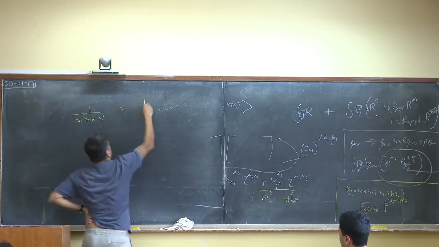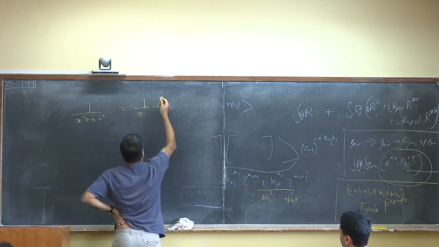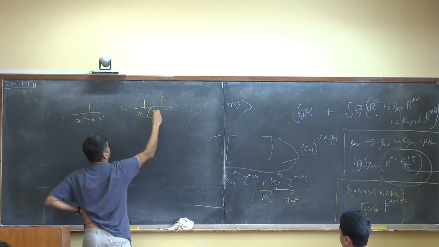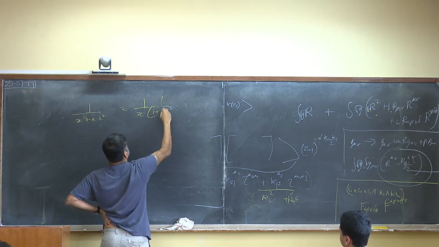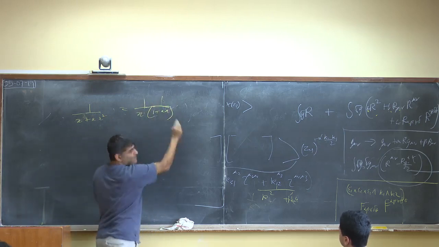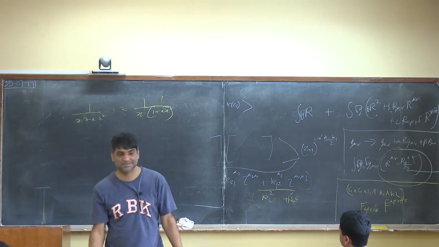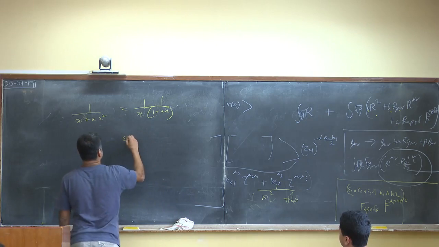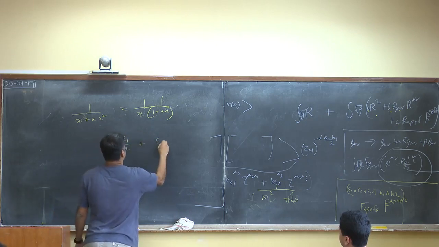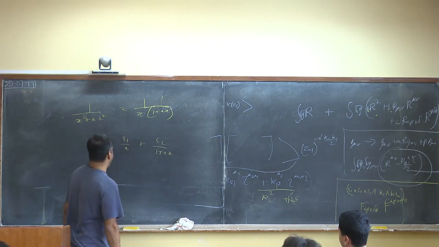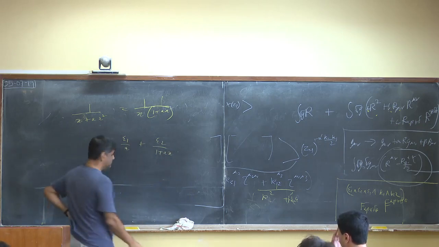That is, 1 over x times (1 plus ax): a pole at x and a pole at 1 by a. Now, I want to make these two poles manifest, so I'll work it out in partial fractions. So it's going to be zeta 1 by x plus zeta 2 by 1 plus ax. So let's check what zeta 1, zeta 2 are.